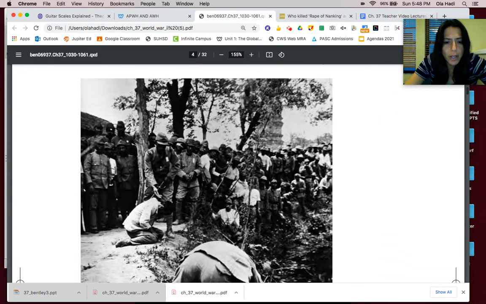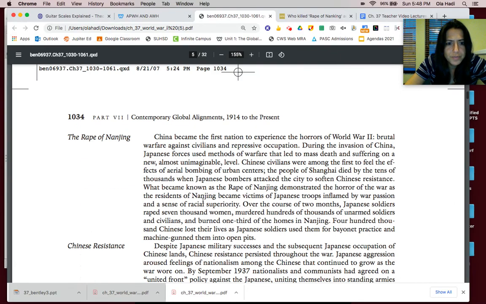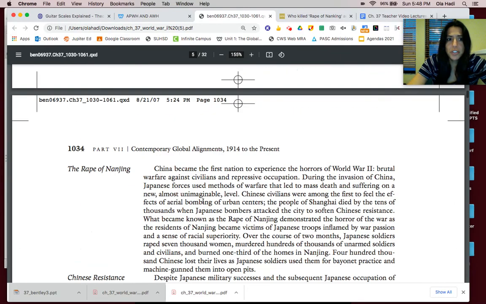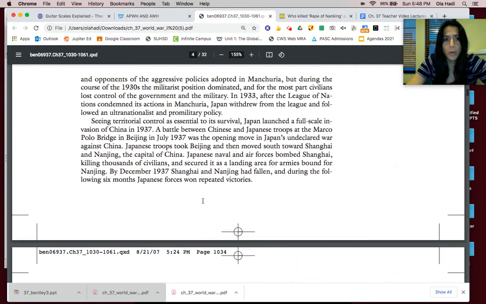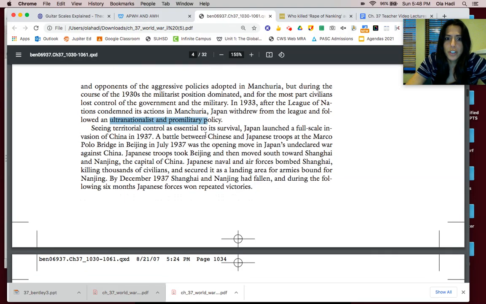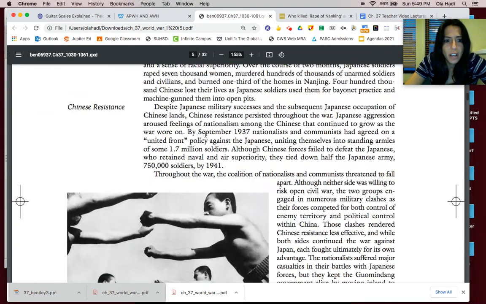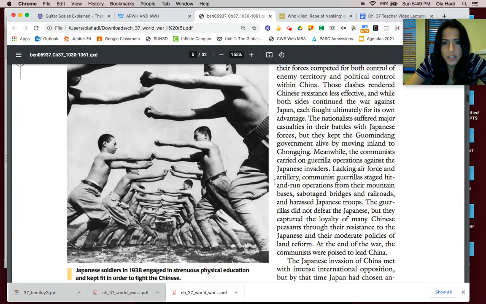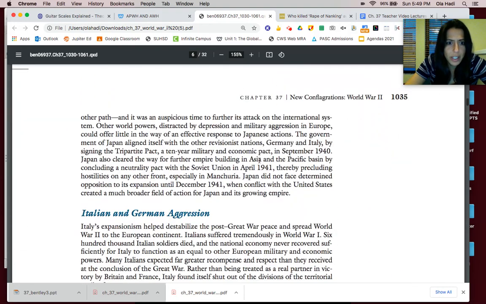So we know what the word revisionist is. We looked at Japanese aggression in China. I should mention to you that there were forces within Japan that were non-militaristic, but this militarist position became stronger, and that's what led to this ultra-nationalist pro-military policy that ended up taking Japan into a conflict with China. Here we talked about Chinese resistance already. You can see Japanese men training, and we'll pick up with this next part on Italian and Japanese aggression in the next video.